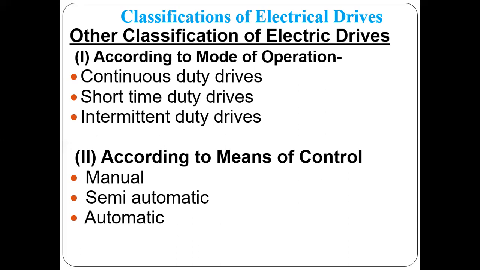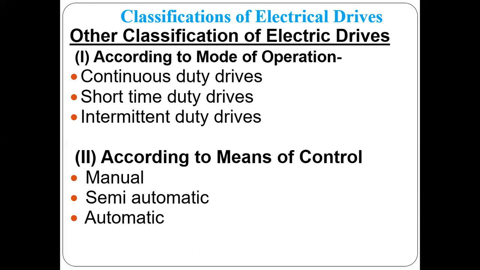Second point, according to the means of control. According to the means of control, the electrical drive is also classified in three types. One is manual, second one is semi-automatic, and third one is automatic. Already you have known what their function is, so their names are also easy.